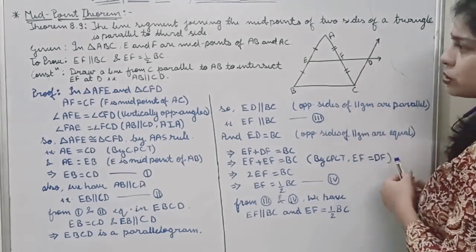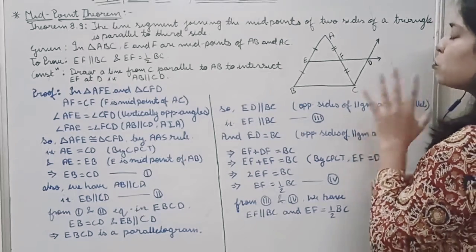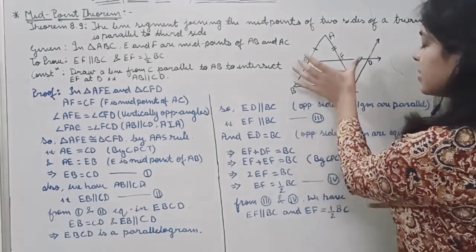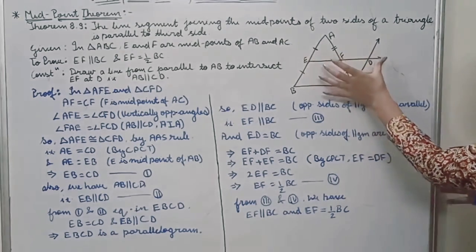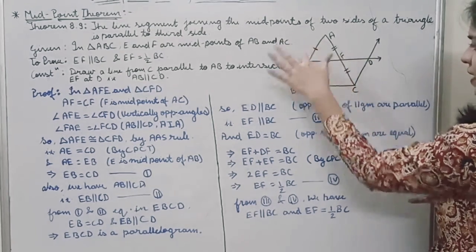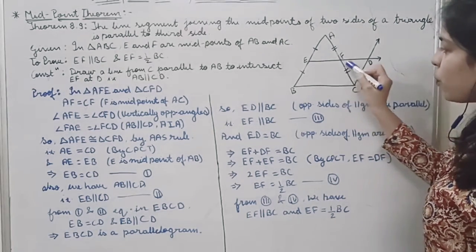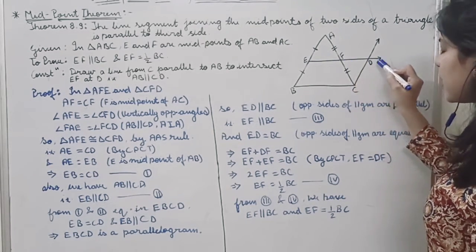To prove it, we need to make some constructions. We will extend the line joining the two midpoints of sides AB and AC. EF is the line segment joining the midpoints, so we will extend this EF.